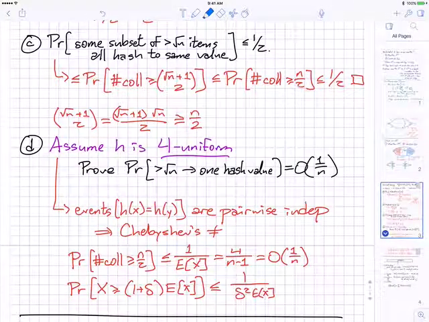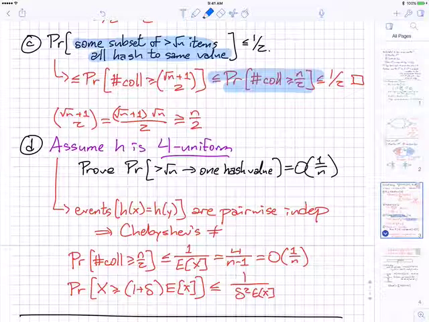Well, we went through this part of the argument already, that some subset of more than square root of n items is less than or equal to some number of collisions, is at least n over 2. So I just pulled that inequality out and plugged it in for part D. The only difference is that I'm using Chebyshev's inequality to bound this probability instead of Markov's inequality.